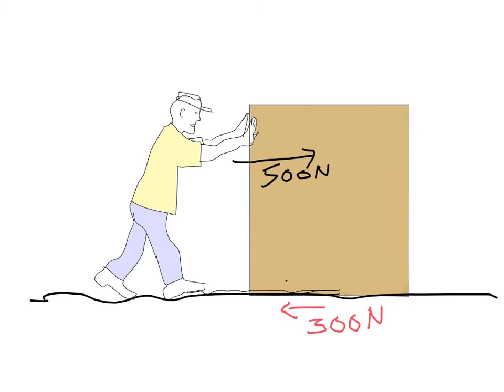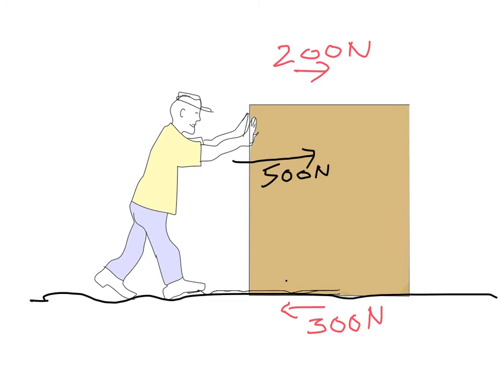Okay, now the guy has increased the force to 500 newtons. Now the friction stays at its maximum of 300 newtons, it doesn't increase anymore. So what will happen? What's the resultant force? Now you have 200 newtons in the forward direction. So that's the resultant force.